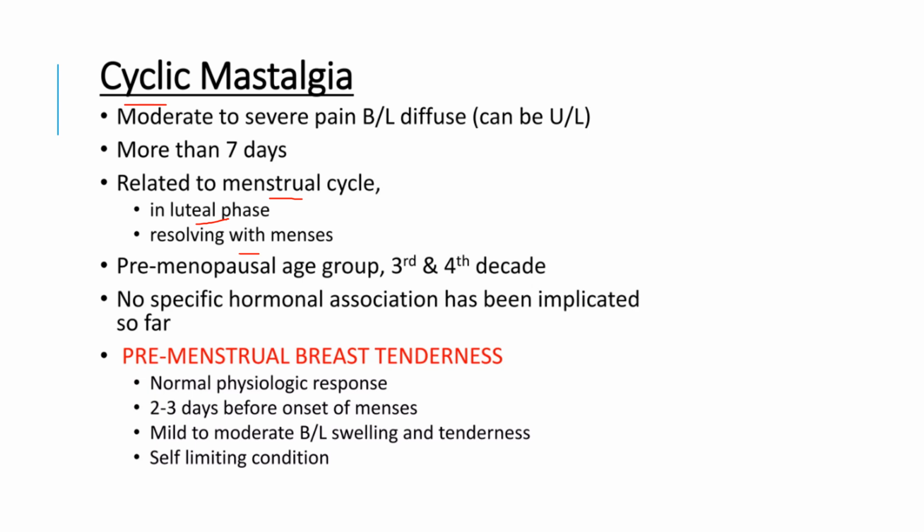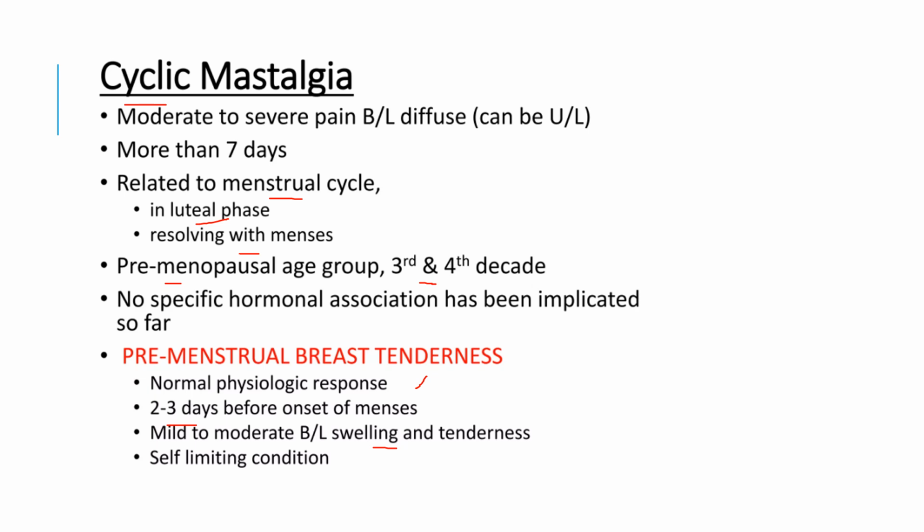Usually it's more than 7 days. It's in the premenopausal age group, in the 3rd and 4th decade. There are no specific hormonal associations implicated so far. Premenstrual breast tenderness is a normal physiological response. It is usually 2 to 3 days before the onset of menses, with mild to moderate bilateral swelling and tenderness. So when it is cyclical mastalgia, it is usually benign. You can just reassure the patient. It's a self-limiting condition and usually stops when the menses begins.